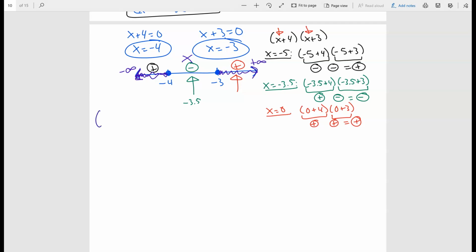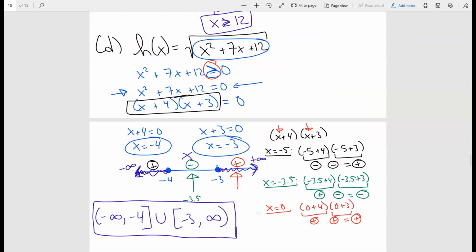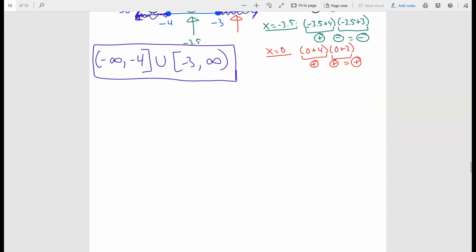So it goes from -infinity all the way to -4, and -4 is included. We're going to not include anything on the inside, and then we're going to include this -3 all the way to infinity. And the way that we include this, that is this thing and this thing, or this thing, is you're going to write a little u. This u means union, which means that you're including both of these intervals. Okay, so this will be the domain. Okay, so this one was a little bit more involved. Okay, so we're in part D. Let's do another one.